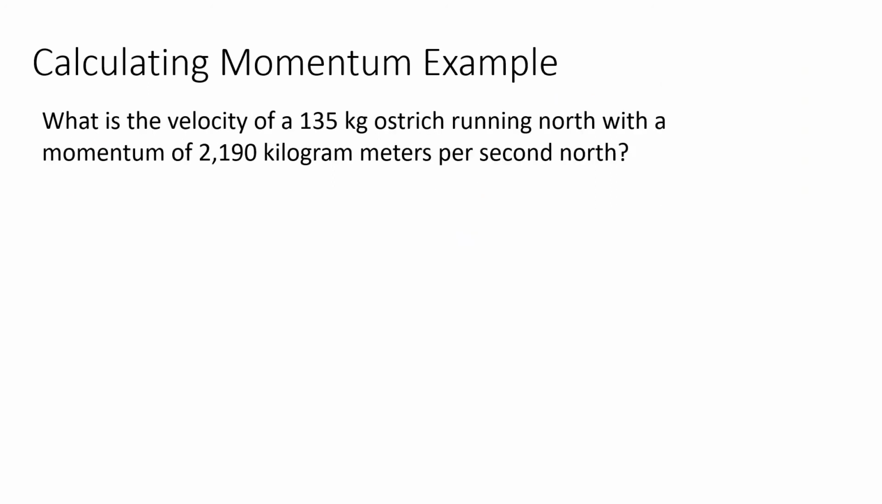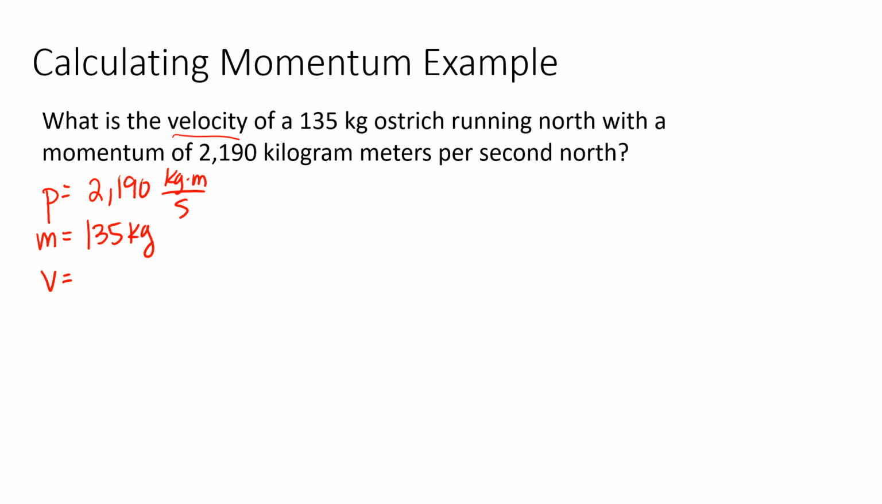Next, this is asking us to calculate the velocity. So what is the velocity of a 135 kilogram ostrich running north with a momentum of 2,190 kilograms meters per second north? So here it's giving us a momentum of 2,190 kilograms times meters per second. And it's giving us a mass of 135 kilograms and is asking us to solve for the velocity. Again, now's a good time for you to pause the video. Try and do this on your own. Make sure you're getting it.